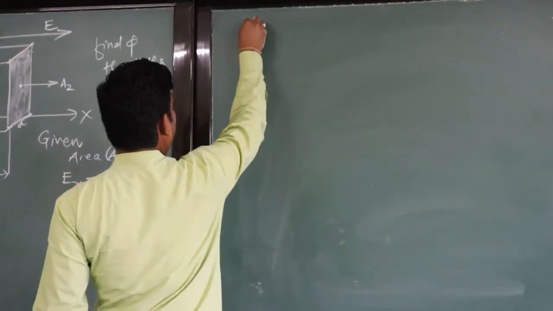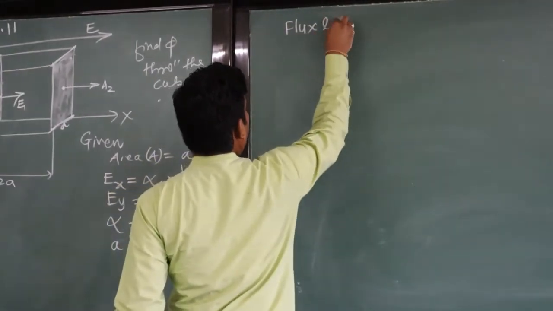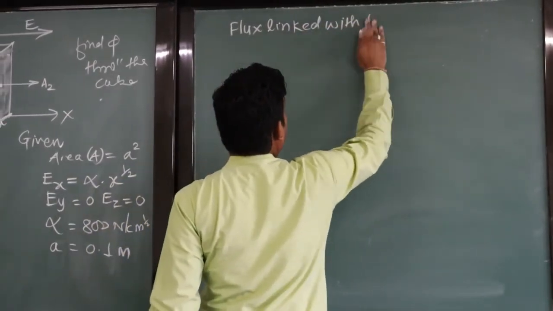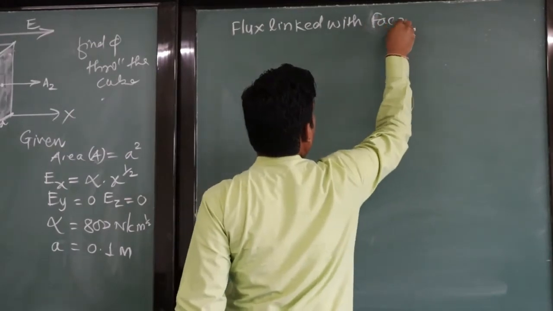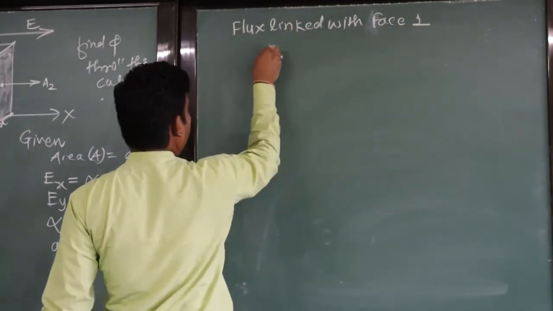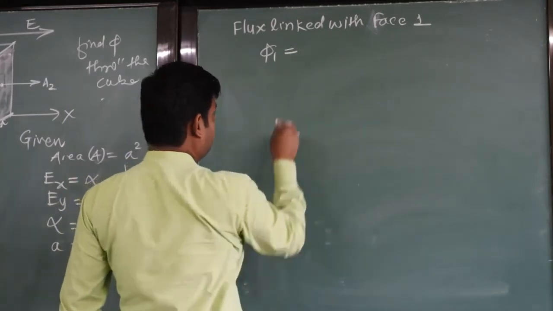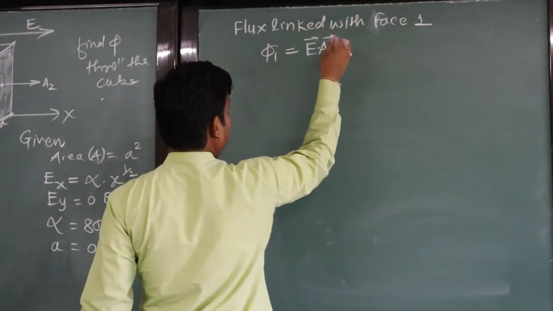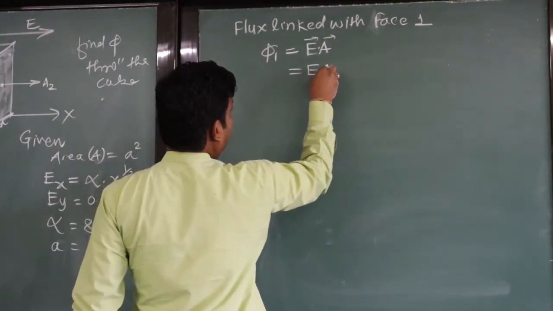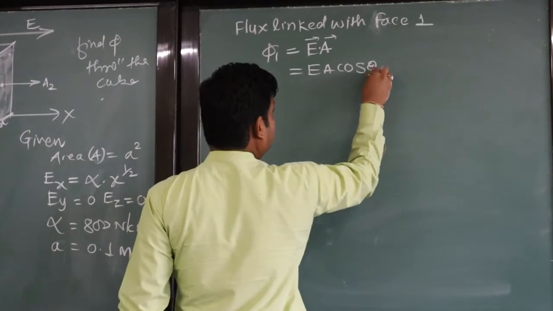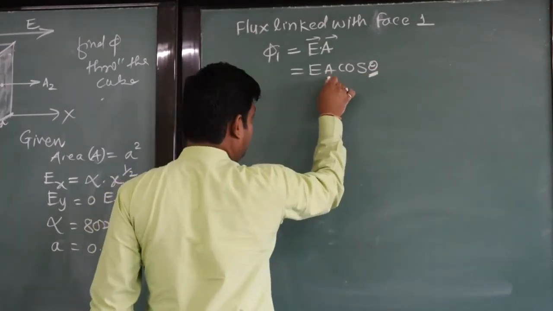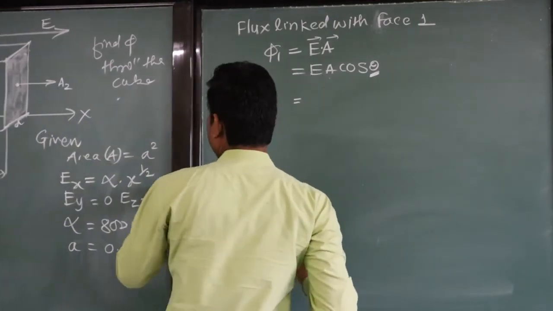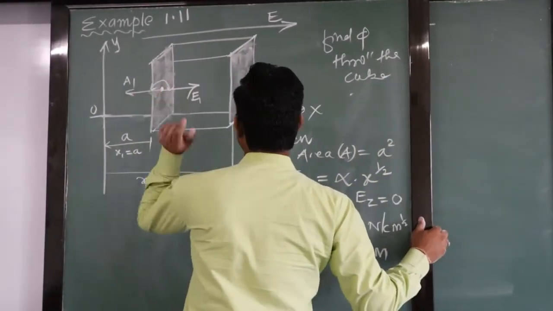See, the flux linked with face 1, that flux denoted by letter phi 1. What is the formula? E vector dot A vector, that we can write again as EA cos theta. What is theta? Angle between E and A. For the first face, angle is 180 degrees that we have seen. Angle between E and A is 180 degrees.